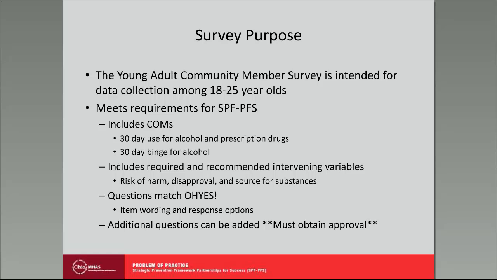The items in the survey instrument were selected to match those of the OES. The majority of coalitions in the PFS are using the OES for data collection for the under 18 population. So the item wording and response options for these items were selected to match the OES for the Young Adult Community Member Survey. This will allow those communities using the OES to have parallel items for the secondary population, that 18 to 25.